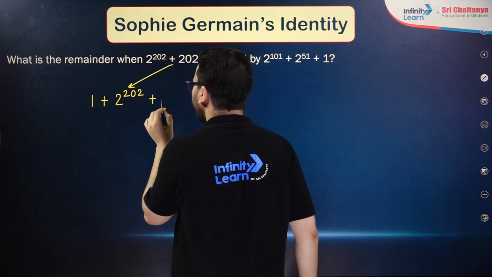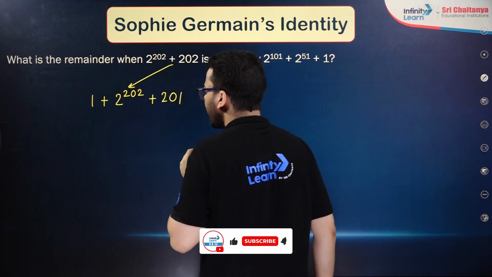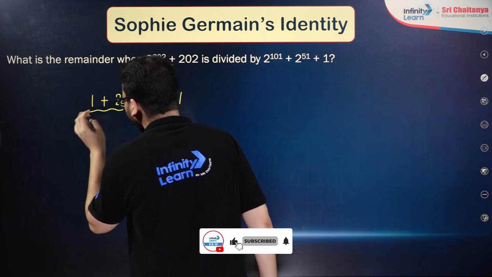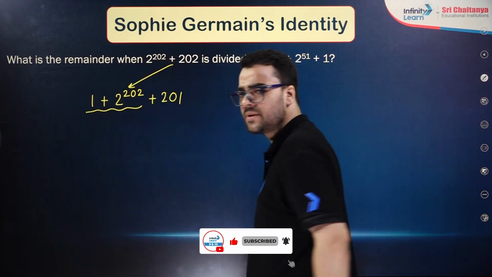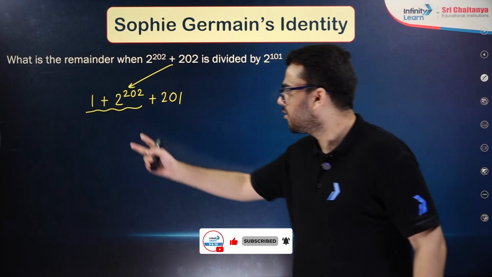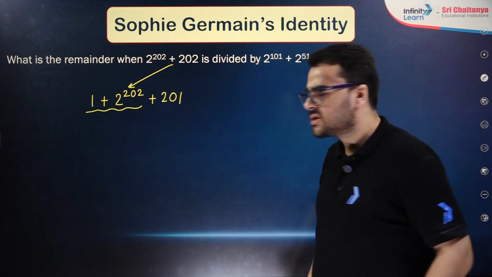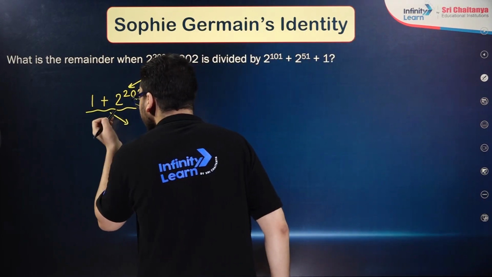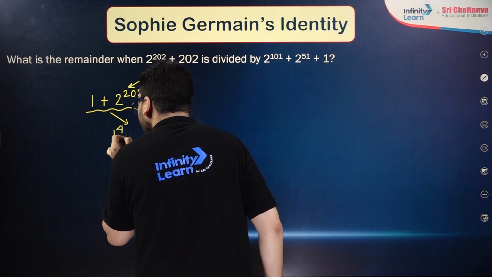And you see, 201 will be left as it is. Why am I doing it? Can we think of factorizing this thing using Sophie Germain's identity? Can we think of factorizing this thing, guys? So this is basically what you can just write, you see, like this.